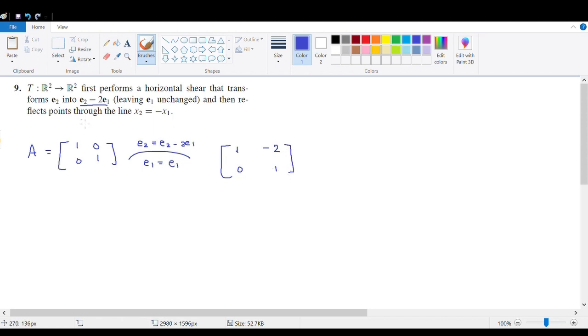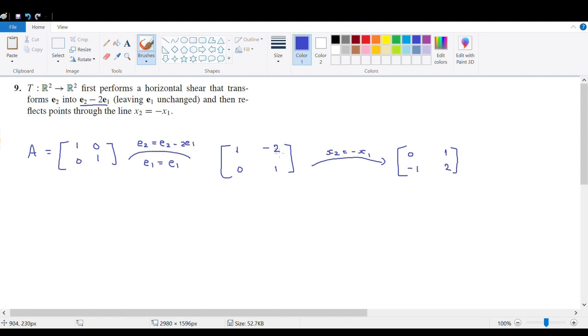Then it reflects points through the line x2 is equal to minus x1. So another reflection, here we have x2 equal to minus x1. So we need to interchange x2 and x1 and put x2 equal to minus x1. So here this will give us 0, minus 1, then 1, 2. We interchange. So x2 will be equal to minus x1. Minus 0 will be 0. So x1 will be minus x2. So we get 0, minus 1.